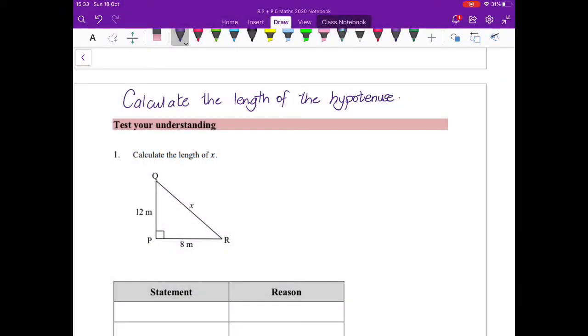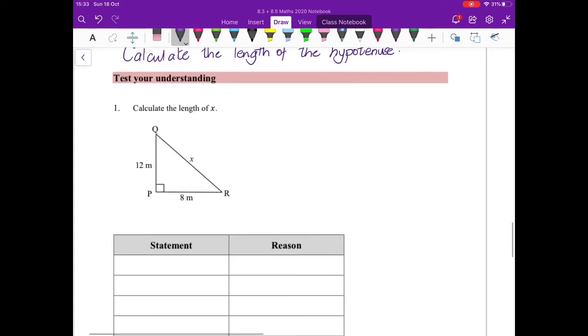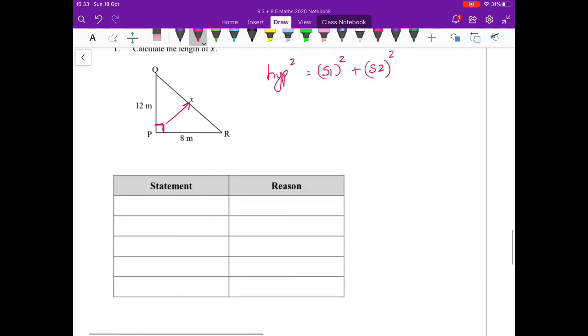I hope you went and did the test you're understanding, where we have to find the length of the hypotenuse. So before I even begin, I'm going to identify my right angle, and that will point to the hypotenuse. And Pythagoras says hypotenuse squared equals side 1 squared plus side 2 squared. Right, my hypotenuse is x, so x squared equals 12 squared plus 8 squared.